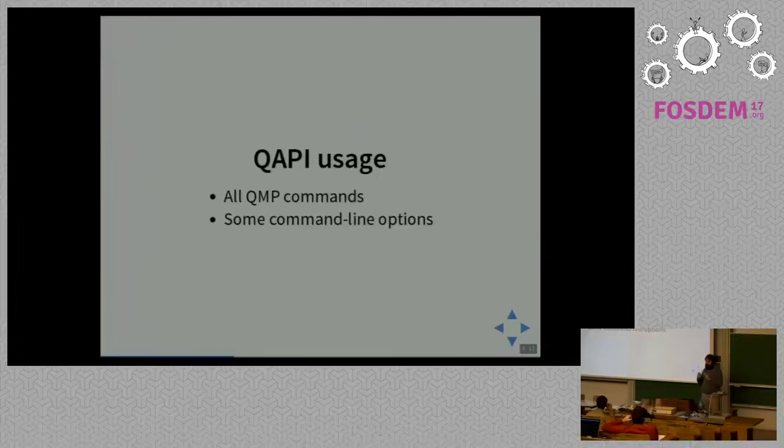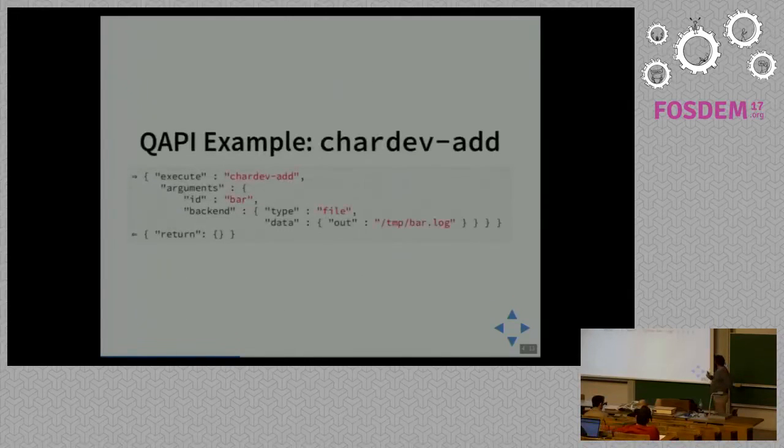QAPI is very successfully used inside QEMU to define and dispatch all QMP commands and to define and parse a few command line options. Every single data structure used in QMP is heavily documented in the QAPI schema. So it's a great system, and we have been trying to use QAPI more inside QEMU when defining external interfaces. So let's see QAPI in action.